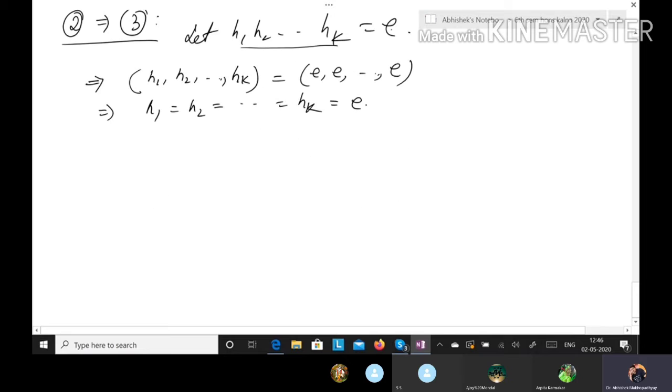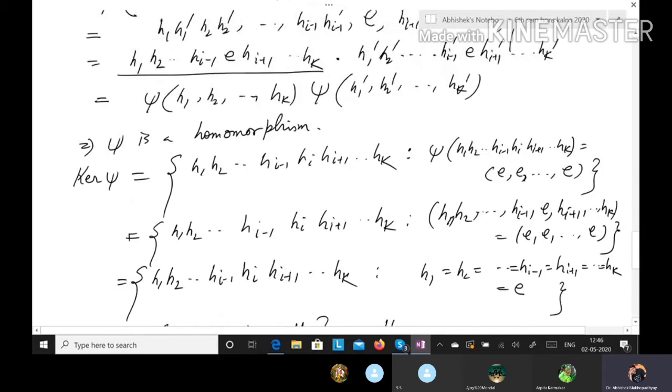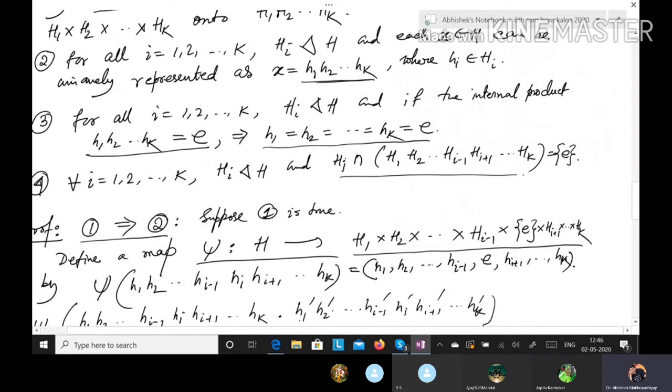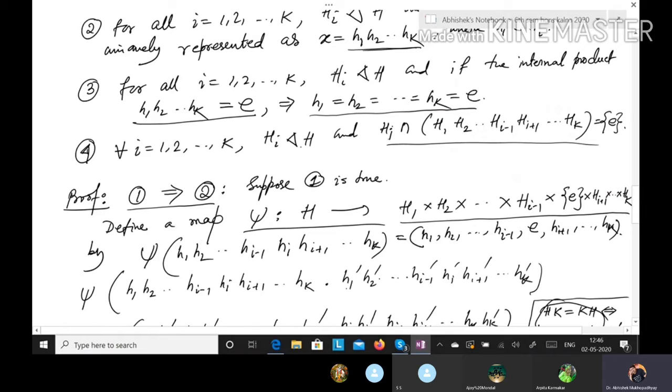So 2 implies 3. Now what is 3 implies 4? You need to check that, since the Hi are normal, this is common to both 3 and 4. So you need to check that Hi and H1, H2, ..., Hi-1, Hi+1, ..., Hk have only the identity as a common element.